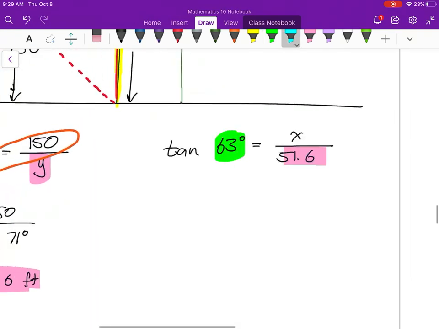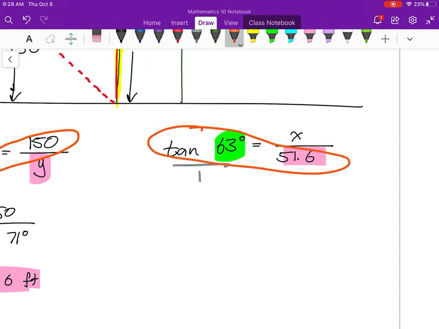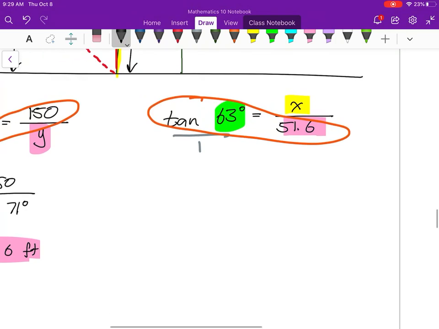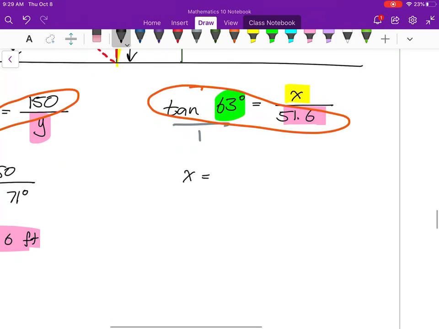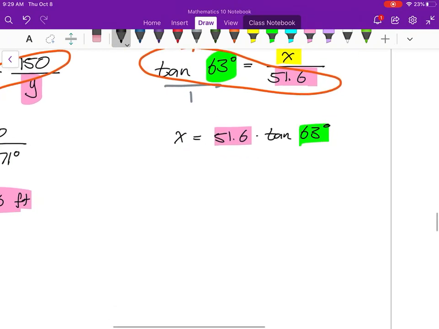All right, and now like before, I can cross multiply. I can find out x really quickly. All I have to do is go 51.6 times the tangent of 63, and I'll have my final answer. I'll have x, so we have to remember what x stands for here again. So x equals 51.6 times the tangent of 63 degrees. Type that into your calculator, make sure it's in degree mode, and you get about 101.3 feet.